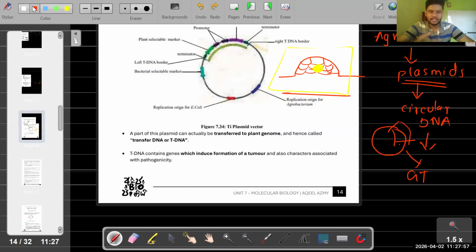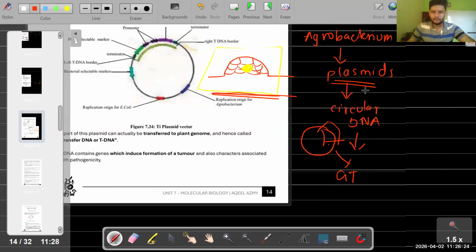Tumor, goals, you can say whatever you want, right? But they have said it as tumor, so you better use the word tumor. So this is a tumor. Just think of this as a stem, right? This is a stem. This is the tumor that is being created. Can you understand? Can you connect it?